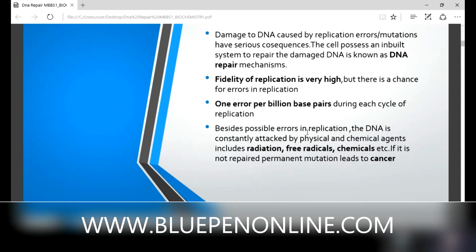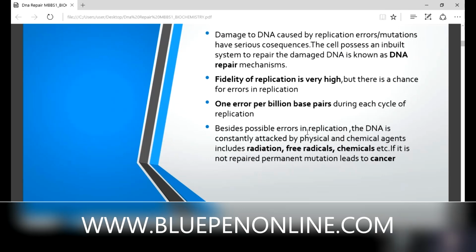There is a proofreading mechanism, but there is a chance for replication error or mutation. That will cause serious consequences. So, to avoid those consequences, the cell possesses an inbuilt system to repair the damaged DNA, and it is known as DNA repair mechanism.